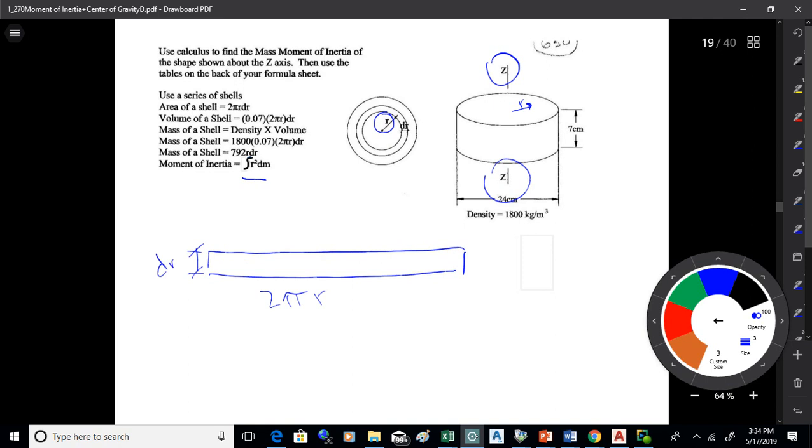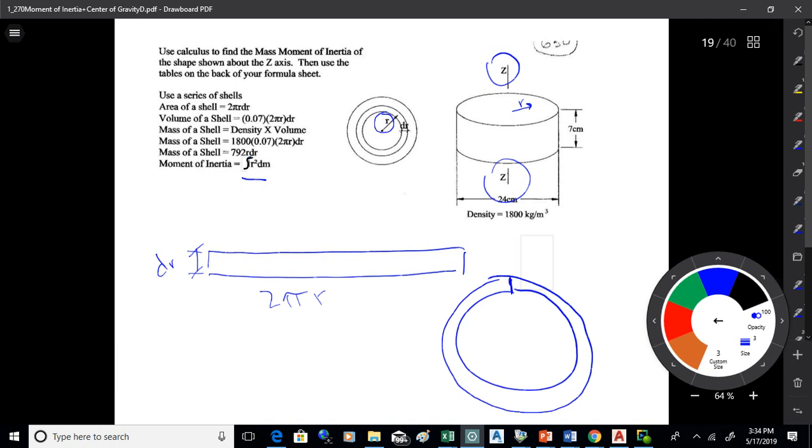Okay, so what I'm doing, I'm taking this shell, I'm cutting it, and I'm laying it out flat. So to get the area of that, it's the circumference of the shell, the length, times the thickness, the dr, so 2 pi r dr. Now to get the volume, I'm going to multiply it by the thickness. I want to be in meters here, so I got 0.07 meters. And then to get the mass of a shell, I take all that and multiply it by the density.